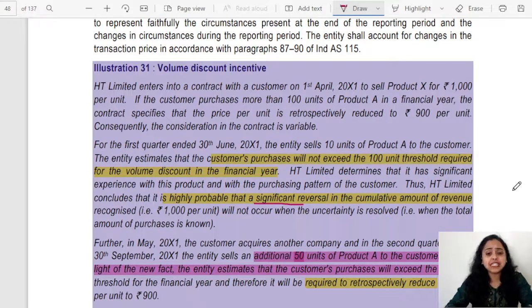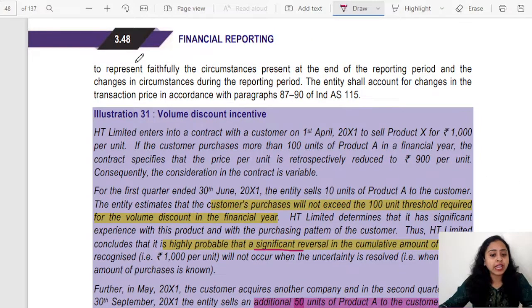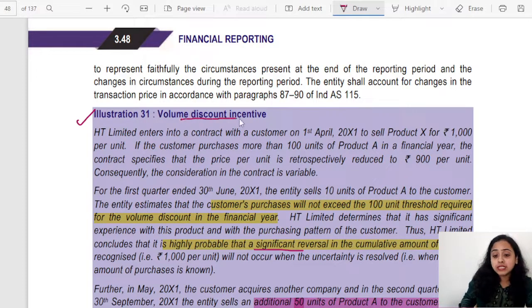Please refer page number 3.48 of the ICAI module, that is chapter number 3. We will continue from illustration number 31. The previous illustrations are covered in previous lectures, do watch them. What we will discuss right now is the volume discount incentive.